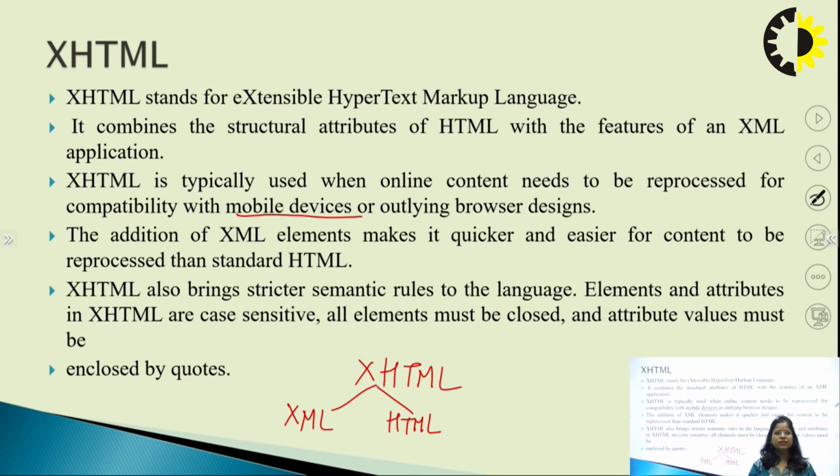XHTML also brings strict semantic rules to the language. Elements and attributes in XHTML are case sensitive. All elements must be closed and attribute values must be enclosed by quotes. So, XHTML is case sensitive, all closing tags are required, and attribute values must be enclosed by quotes.